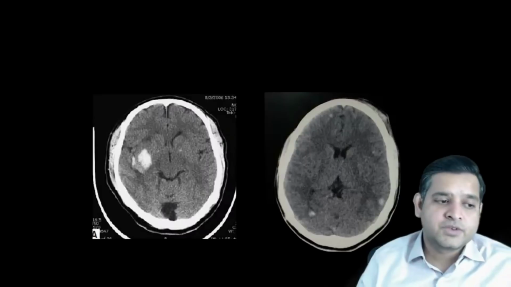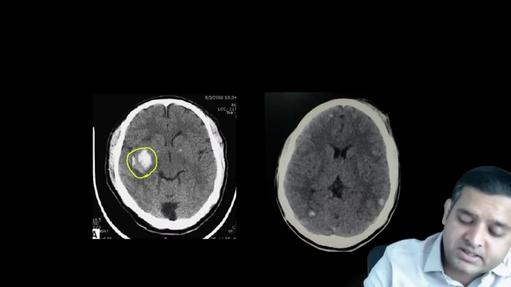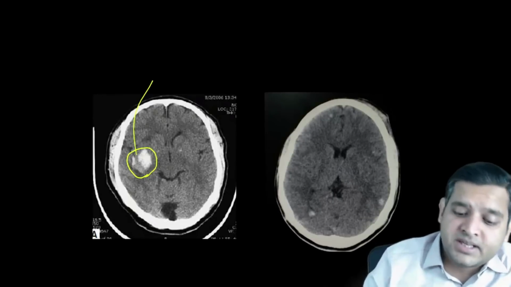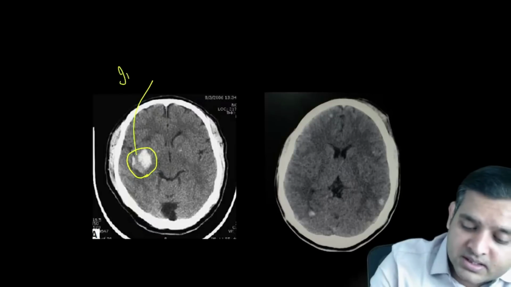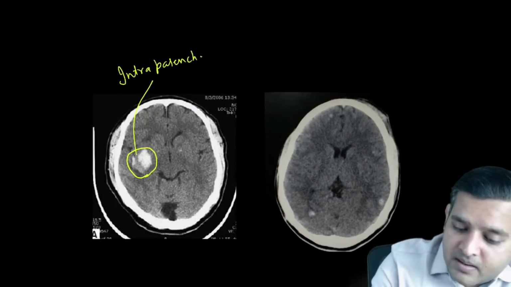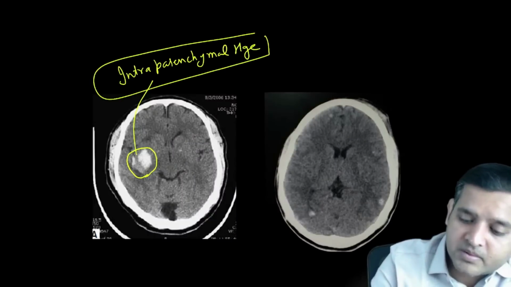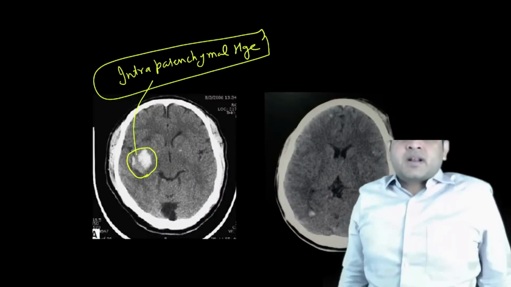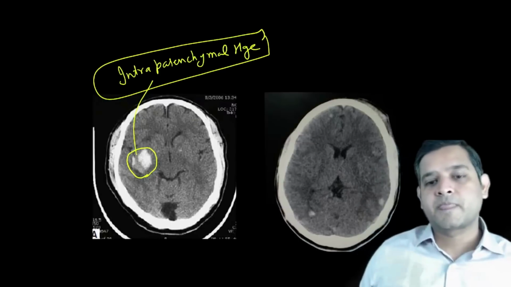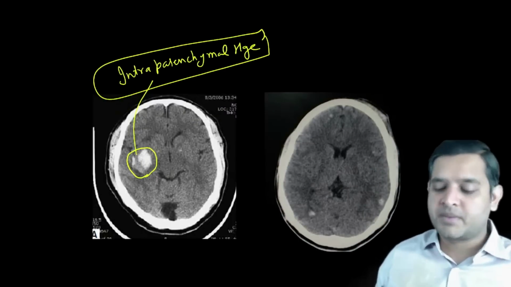Okay. Whereas what do we see here? Now in this case, you are seeing a hyperdensity within the brain parenchyma. And if you are seeing a hyperdensity within the brain parenchyma, this is intraparenchymal hemorrhage, or an intracerebral hematoma.